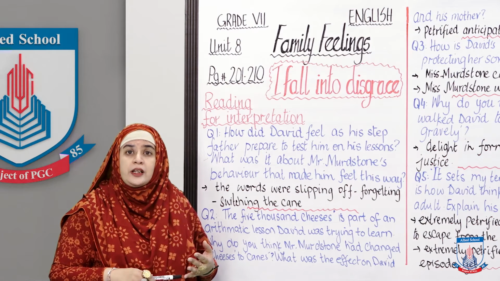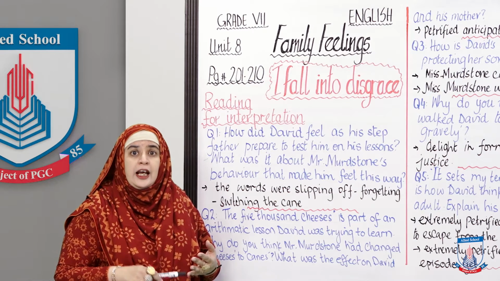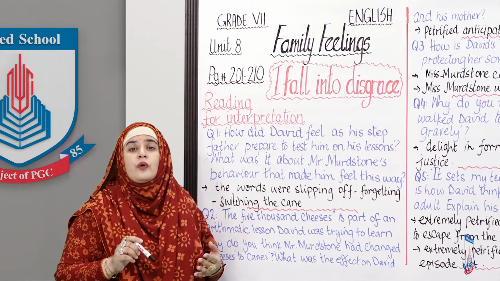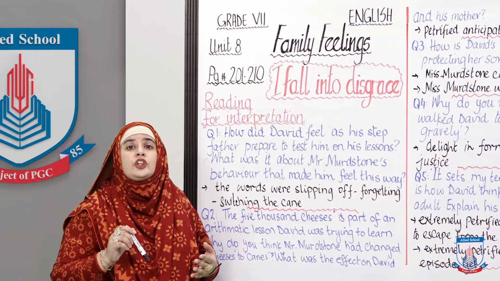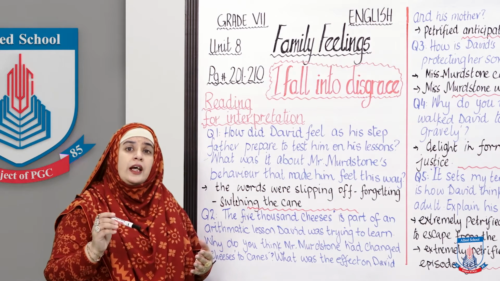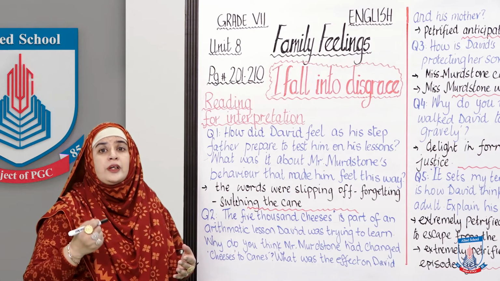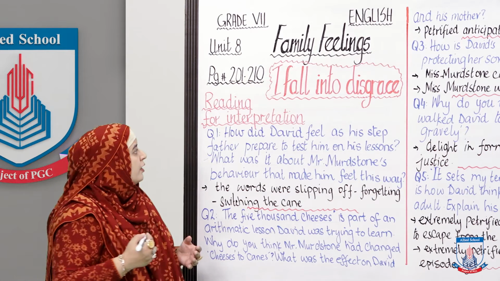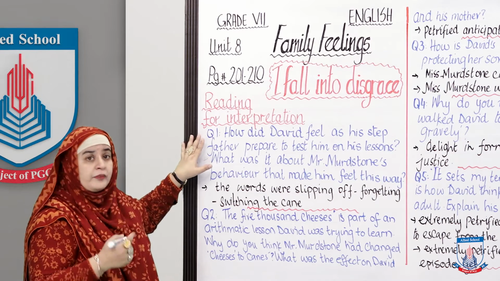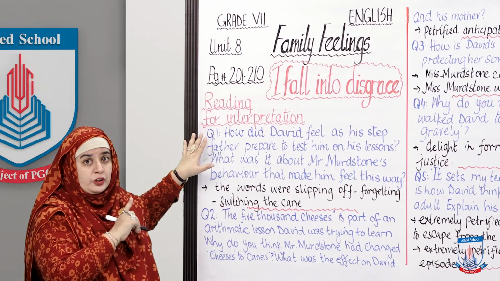We did the vocabulary questions in the first lecture, and in this lecture we are going to do all the comprehension questions and answers, right? So let's start with the comprehension questions and answers. The first question is from reading for interpretation, right?